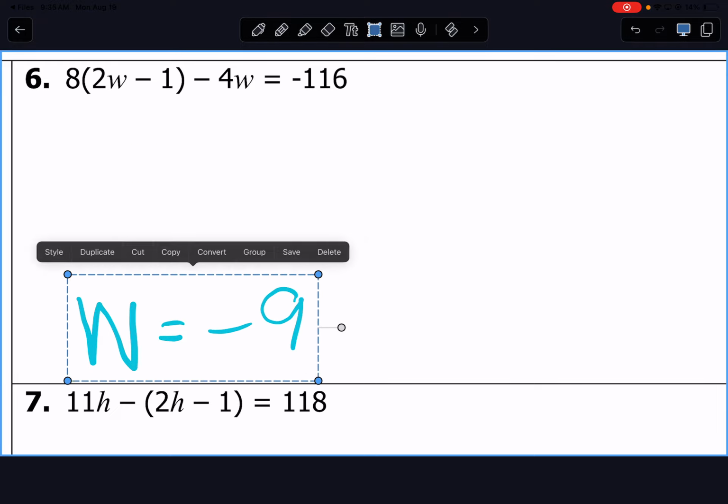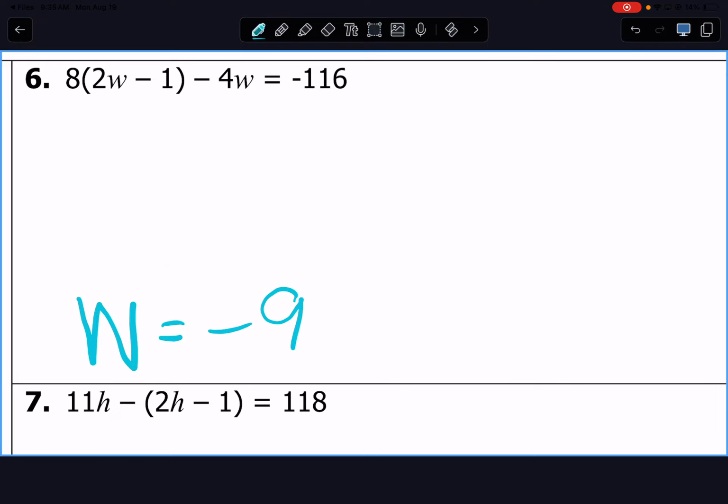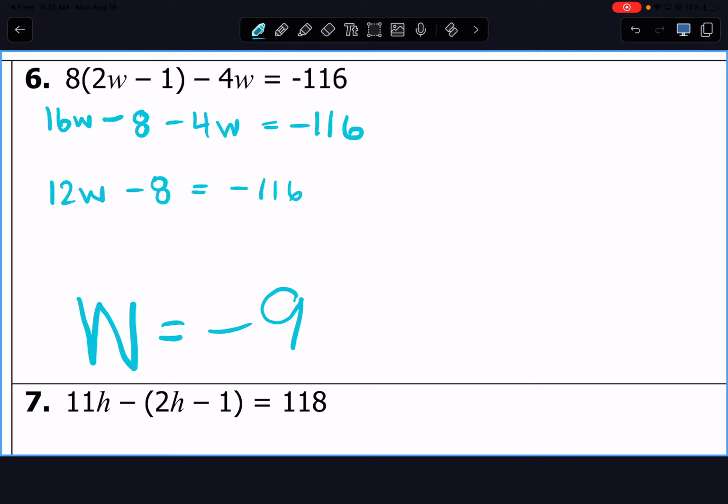So I have to distribute first, right? So I get 16W minus 8 minus 4W equals negative 116. And then we combine like terms and we get 12W minus 8 equals negative 116. Add 8 to both sides.